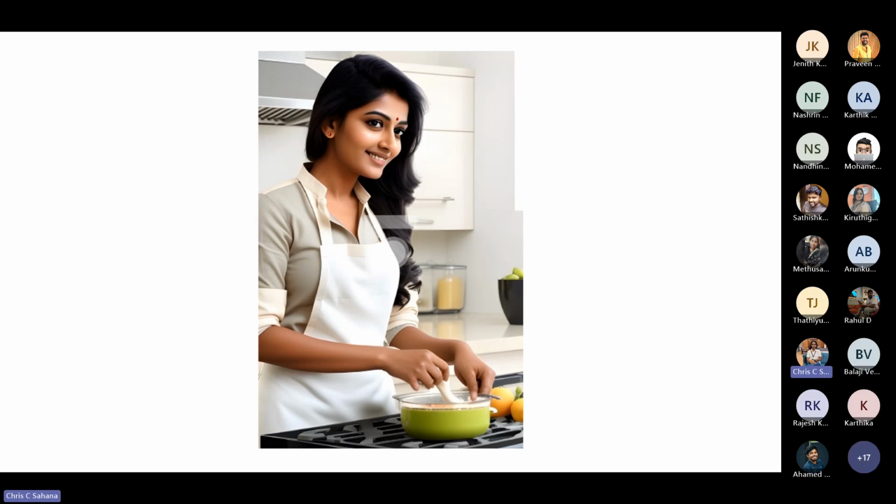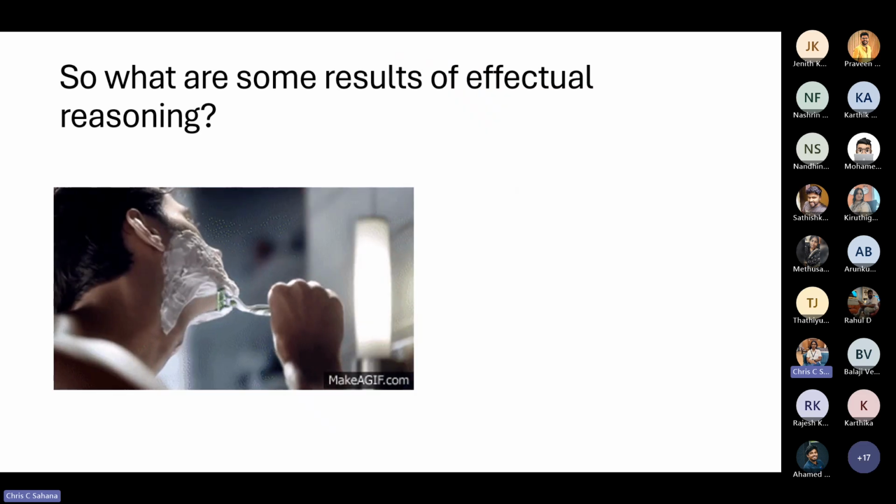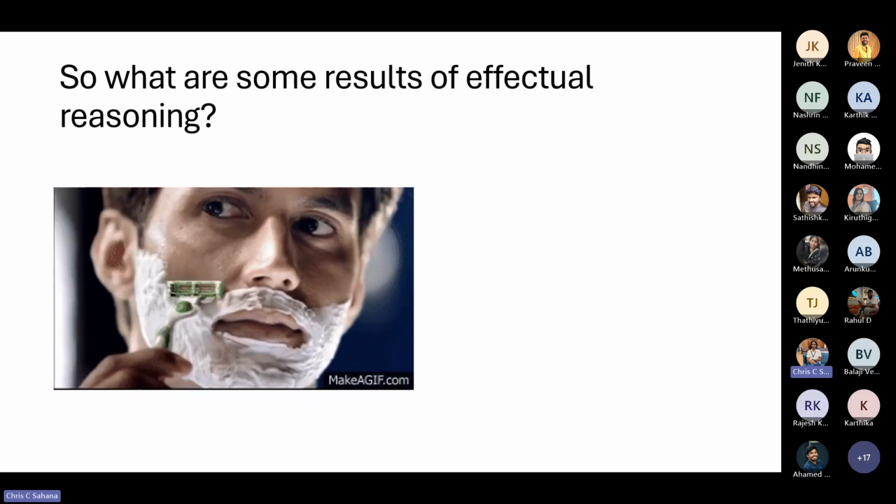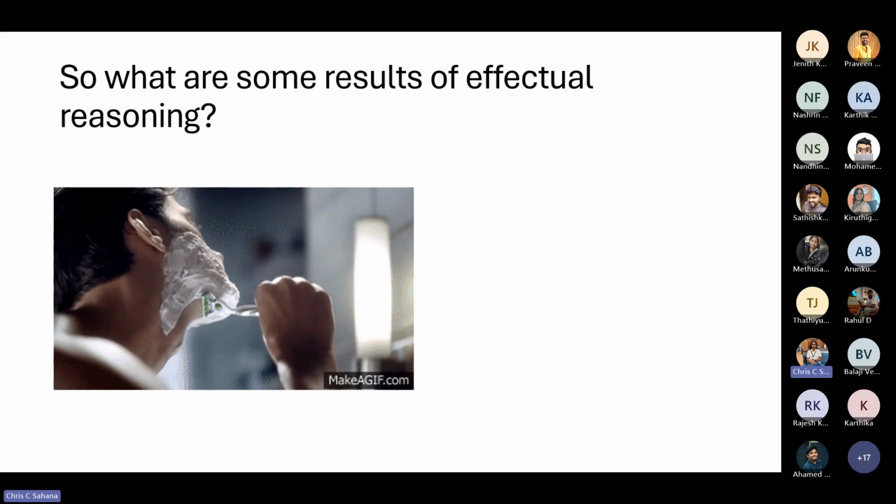So moving on. What are some results of effectual reasoning? So we are saying you don't determine the goal, you go by the means.